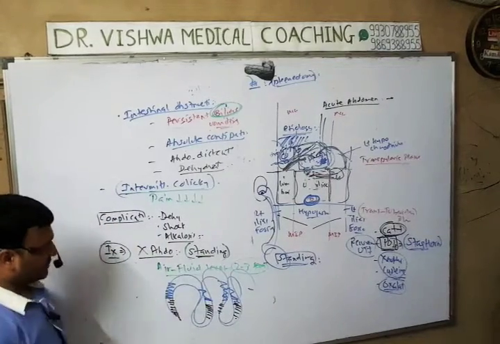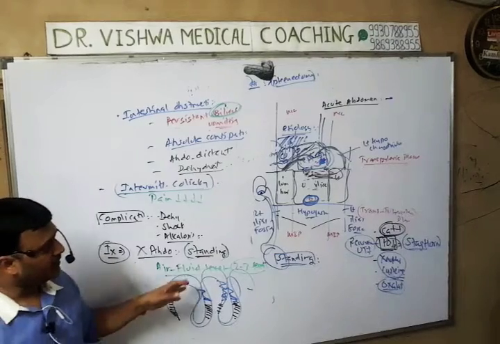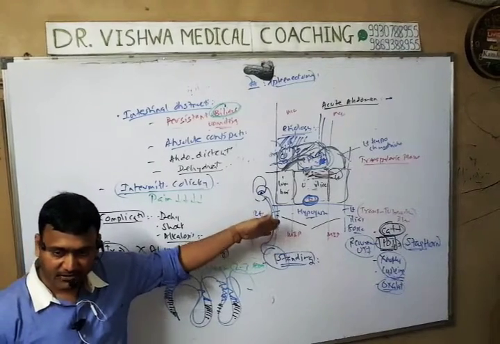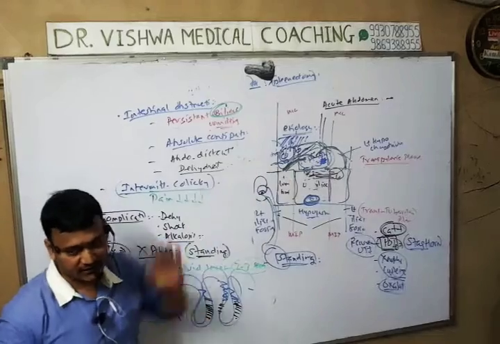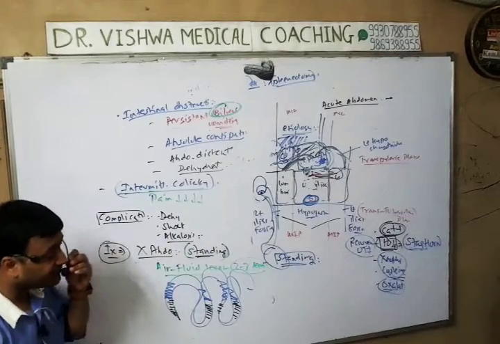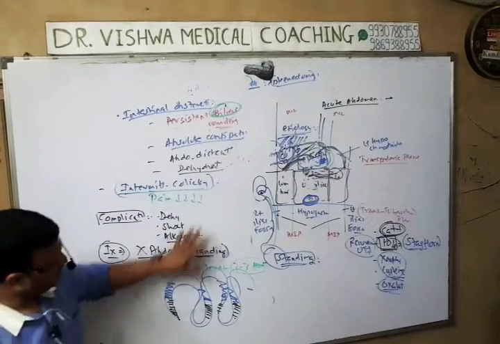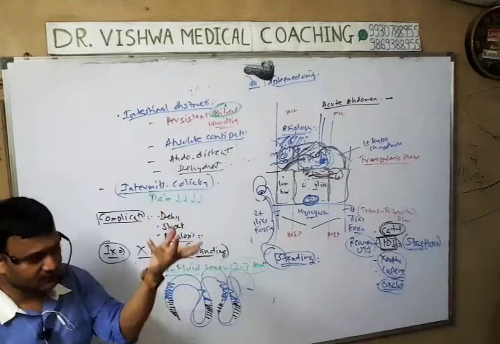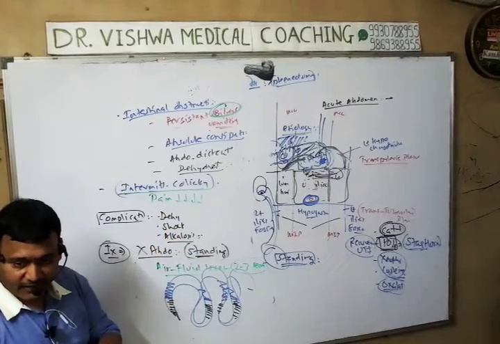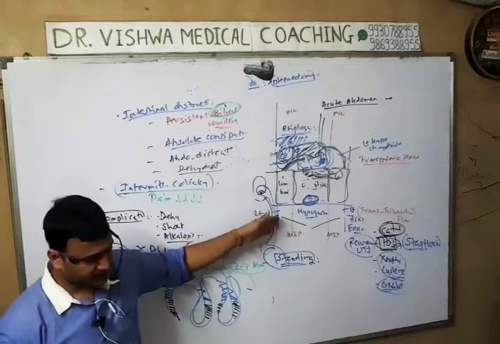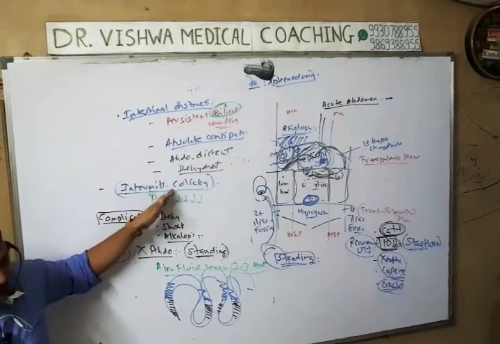It can also be strangulation, right? Strangulation, again, can be in a hernia and can ultimately give rise to intestinal obstruction. Intussusception is also a type of intestinal obstruction. Volvulus is one of the types, intussusception is the other type. It can also be because of adhesions. There are different causes of intestinal obstruction.